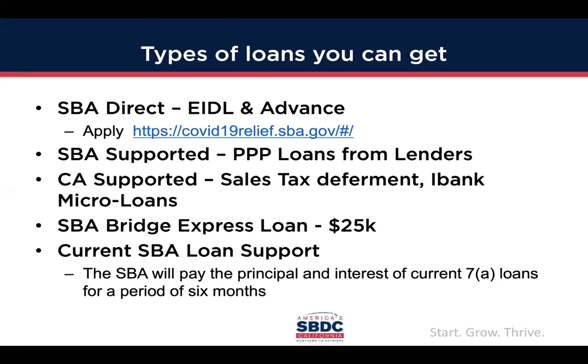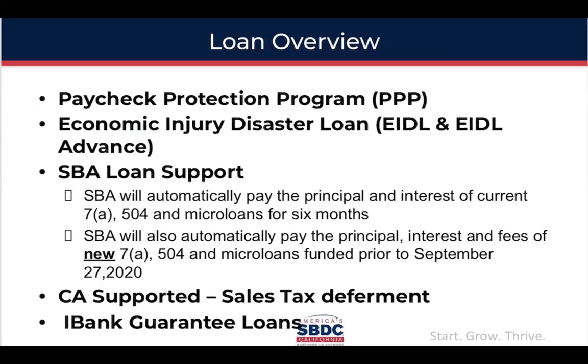And then the other, so you don't have to pay the sales tax till, I think, end of year. I have a second slide shows up. And then they also have the iBank loan, which is basically guaranteed by the state of California. Okay, and SBA also have bridge loans, and they have the SBA loan support, which if you have a current SBA 7A loan, you will get 6 months of principal and payment free. The SBA will just pay for it.